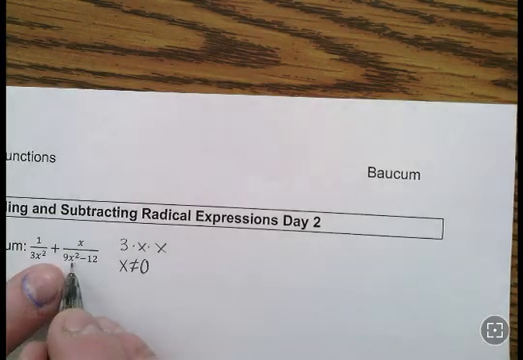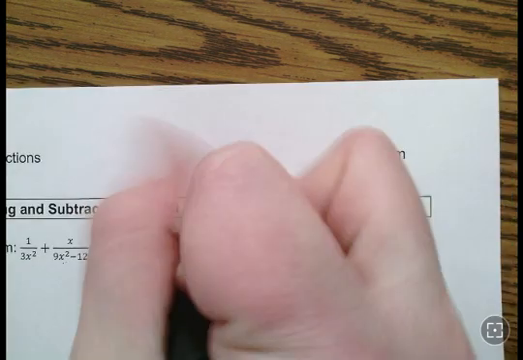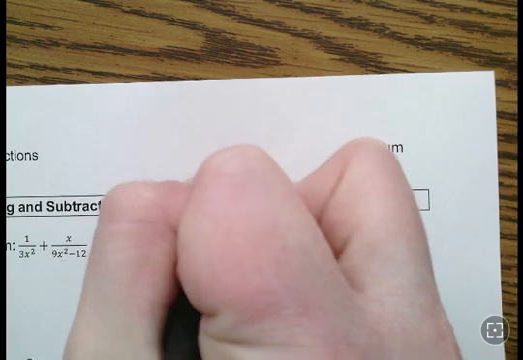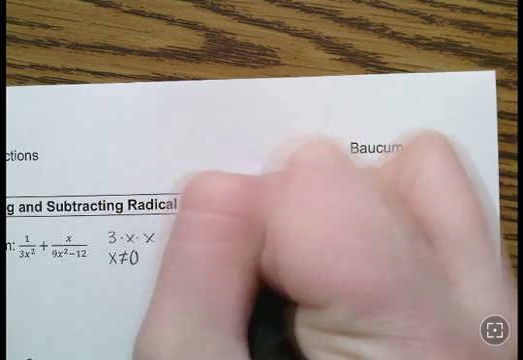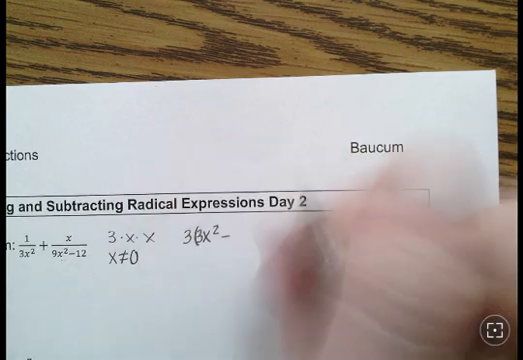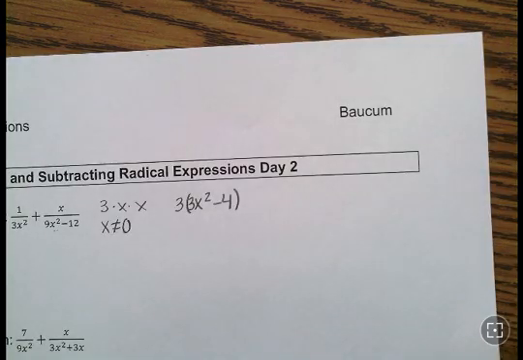And then this here actually factors, we can take out a GCF of 3. So if we take out a GCF of 3, we end up with 3 times 3x squared minus 4. Those are the factors. We cannot factor that anymore. If it were x squared minus 4, you could factor that. But 3x squared minus 4 does not factor, so we just leave it just like that.